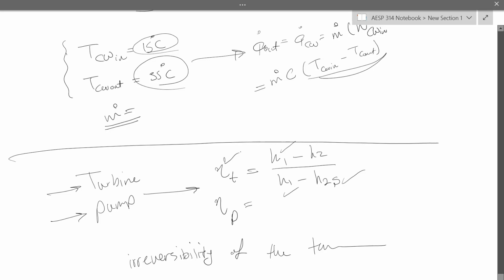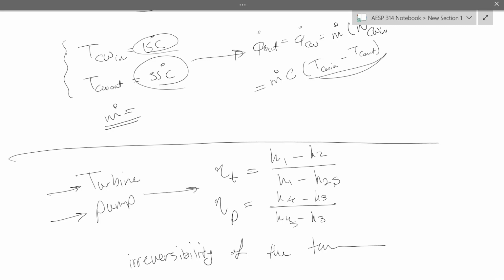Okay? What about the pump? What do you think is going to be the pump efficiency equation? So we have H3, for pump we do H4 minus H3, right? So you are saying H4 minus H3 and H4S minus H3, right? Is that what you're saying? Do we all agree on this? Yes?